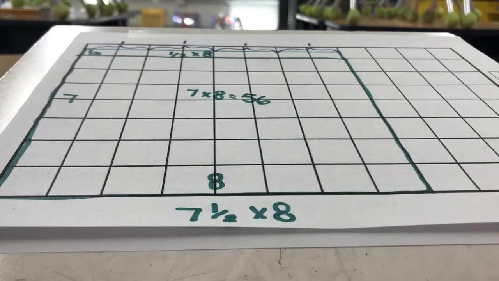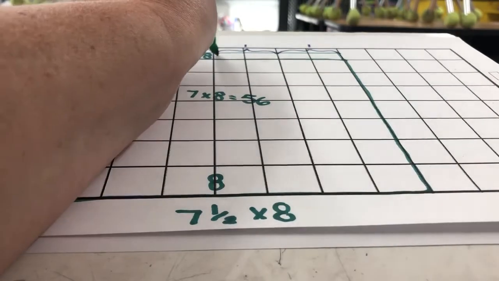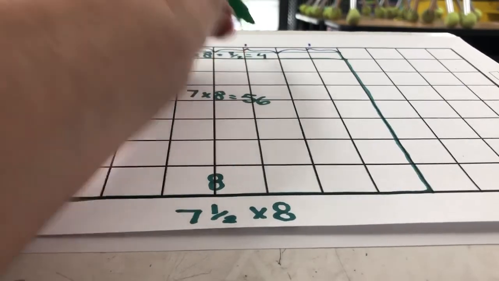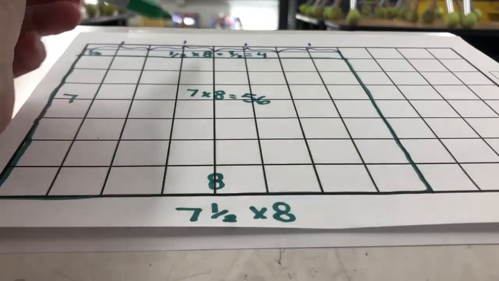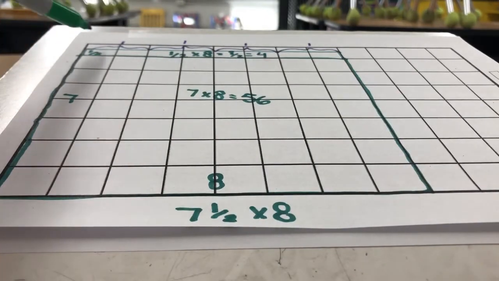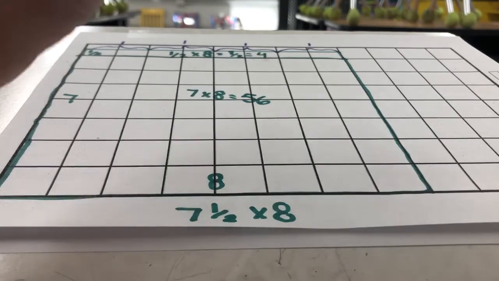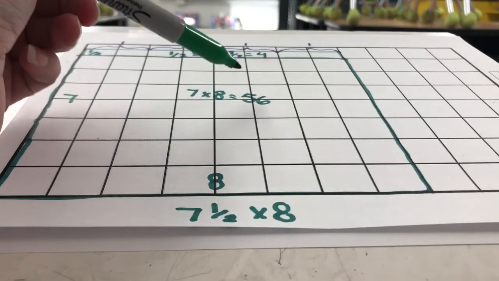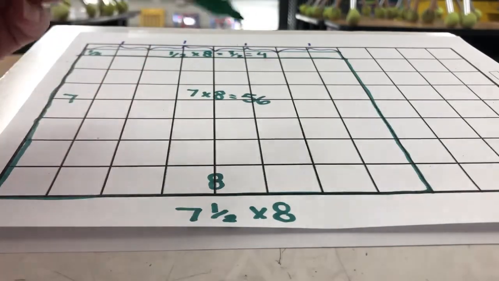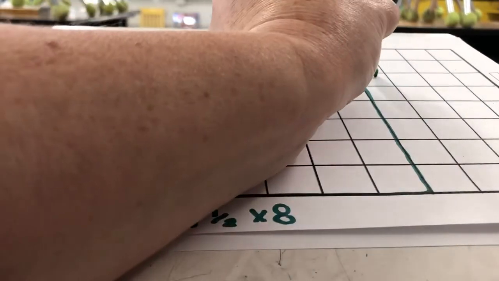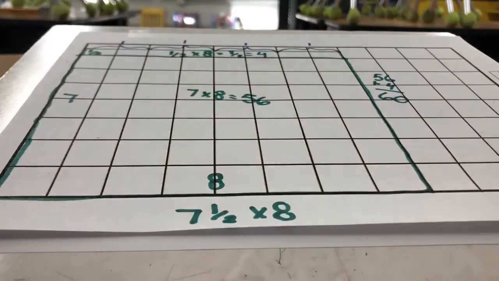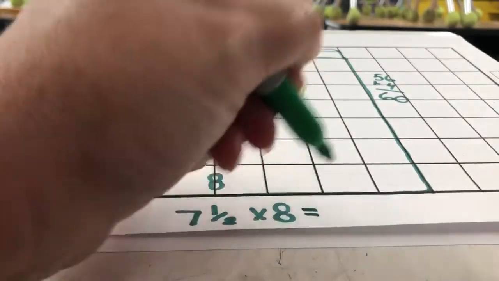Let me multiply that out. 1/2 times 8 equals 8 halves. 8 divided by 2 does equal 4. So either way that I do it, whether I work out the math problem or I combine the pieces until I get wholes and count how many wholes I get, I'm going to get 4 wholes. So I'm going to do 56 plus 4. Those are my 2 partial products. 56 plus 4 is 60. So 7 1/2 times 8 equals 60.